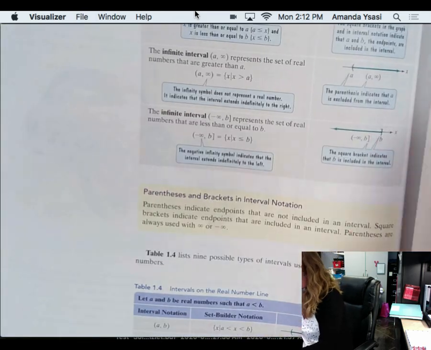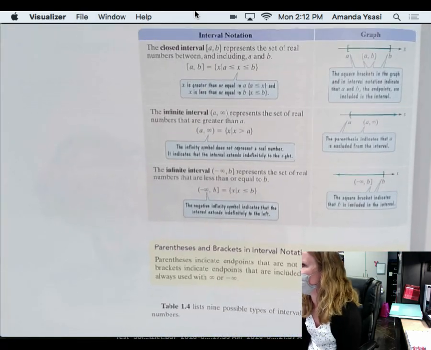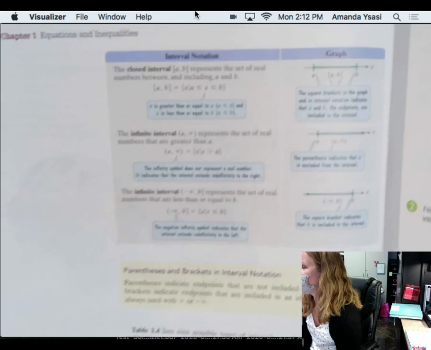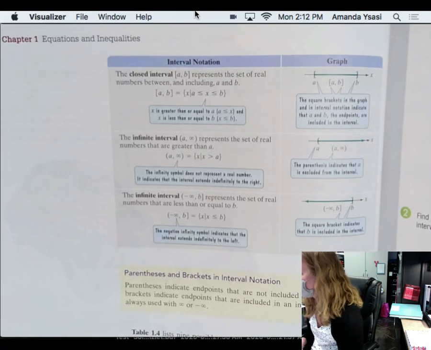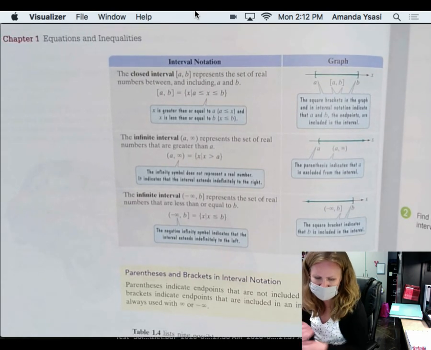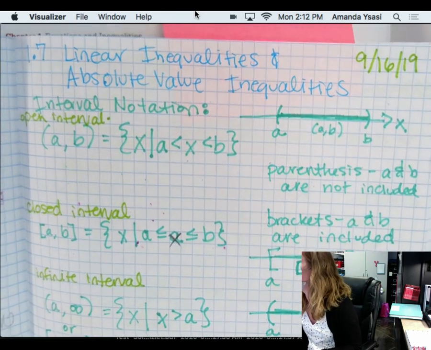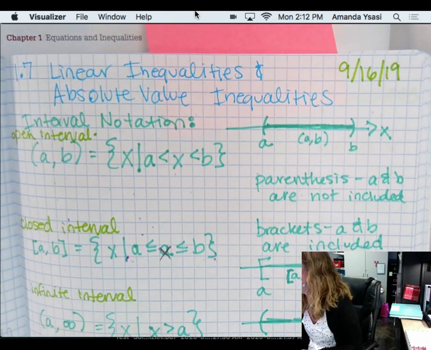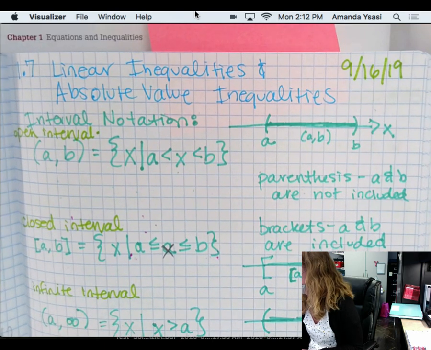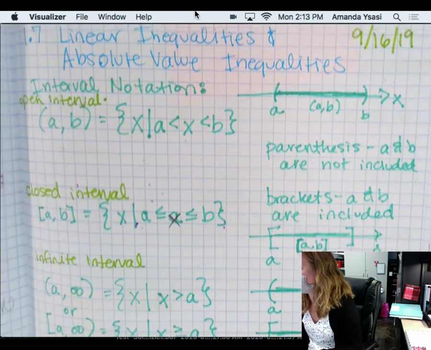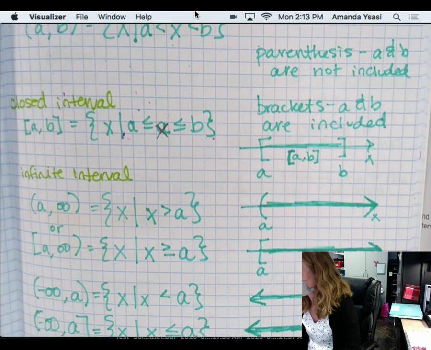So all of these, closed interval, open interval. So this is just a review. Y'all should know these. If you want to write it down, you can. I've written this down, and maybe I'll just upload a picture on Google Classroom. So y'all will just have this to look back on if you need it.